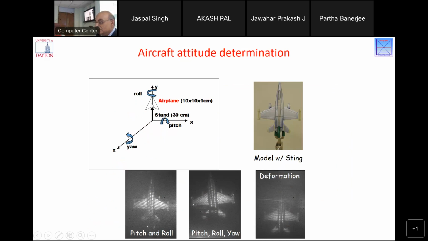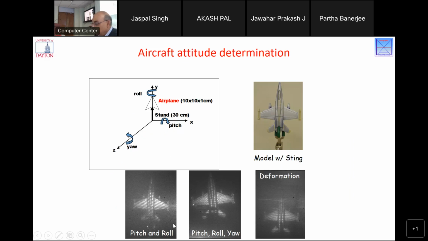That means if this airplane rotates about the x-axis, so if it's like this, pitch means nose up and nose down. That is what pitch is. And roll means like this. So if you have pitch and roll, you see fringes like this, which are linear fringes. You see linear fringes throughout the entire body of the aircraft, like so.